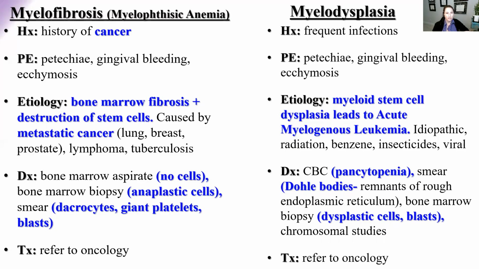On CBC for myelodysplasia, we're going to see that pancytopenia, everything is decreased. On smear, there's a special cell for myelodysplasia, Döhle bodies. These are remnants of rough endoplasmic reticulum within the cell. On the bone marrow biopsy, we're going to see all of these dysplastic amorphic cells, and again, lots of blasts, these kind of lazy, non-functional teenager cells, as I like to call them. Both of these are going to be treated by referral to oncology. So again, as PAs, we can treat this if we're in oncology, but for more of a general perspective, for something like this, I would refer to oncology.